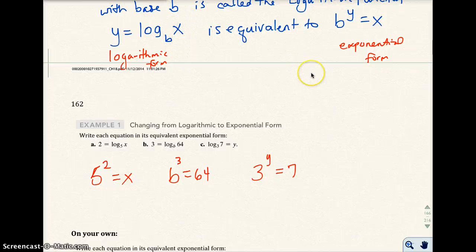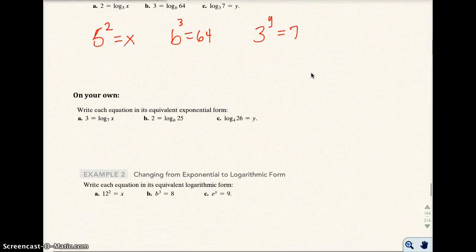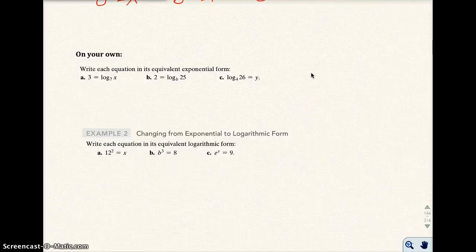Okay, so go ahead and pause the video. It's really important that you're able to switch from logarithmic form to exponential form. Very important in this chapter, so get comfortable with this. Pause the video and go ahead and try this on your own and see if you can do it.